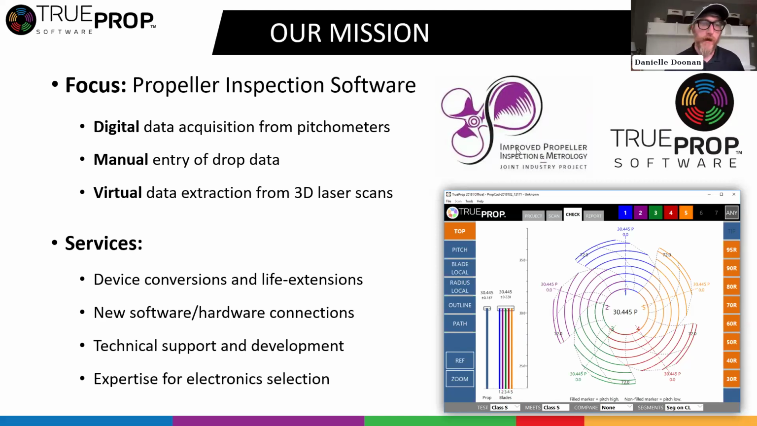We do a lot of work converting older pitchometer systems. We did one down in New Orleans, at Jefferson Propeller. It was a 120-inch pitchometer from Sound, just a manual. It had a little digital drop gauge on it, but we added encoders and converted that whole machine, so now it's a fully operating TrueProp system. We do a lot of that kind of stuff, refreshing older devices, calibration, things like that.